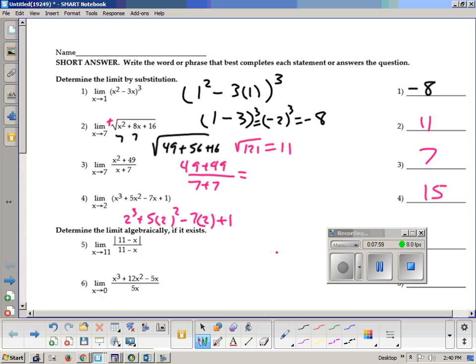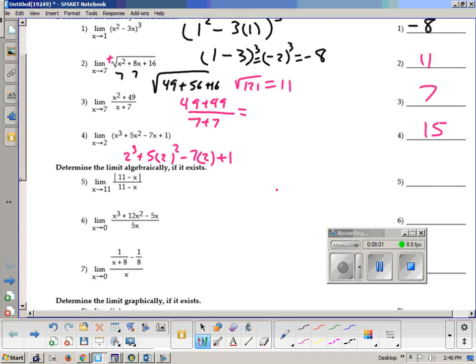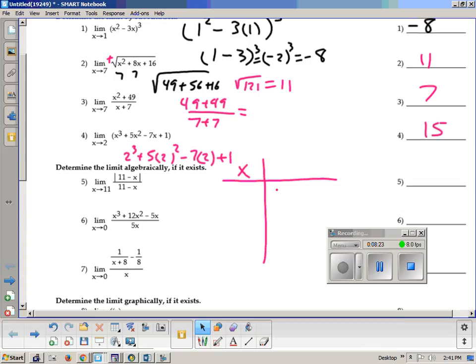Okay. Next one, determine the limit algebraically if it exists. This is a little bit tougher because you want to do it algebraically. You could just do it by the graph. We know that when we put in values for x, they're going to be centered around 11. So if I put in 12 and 13 and 10 and 9, we're going to get different values for each one.